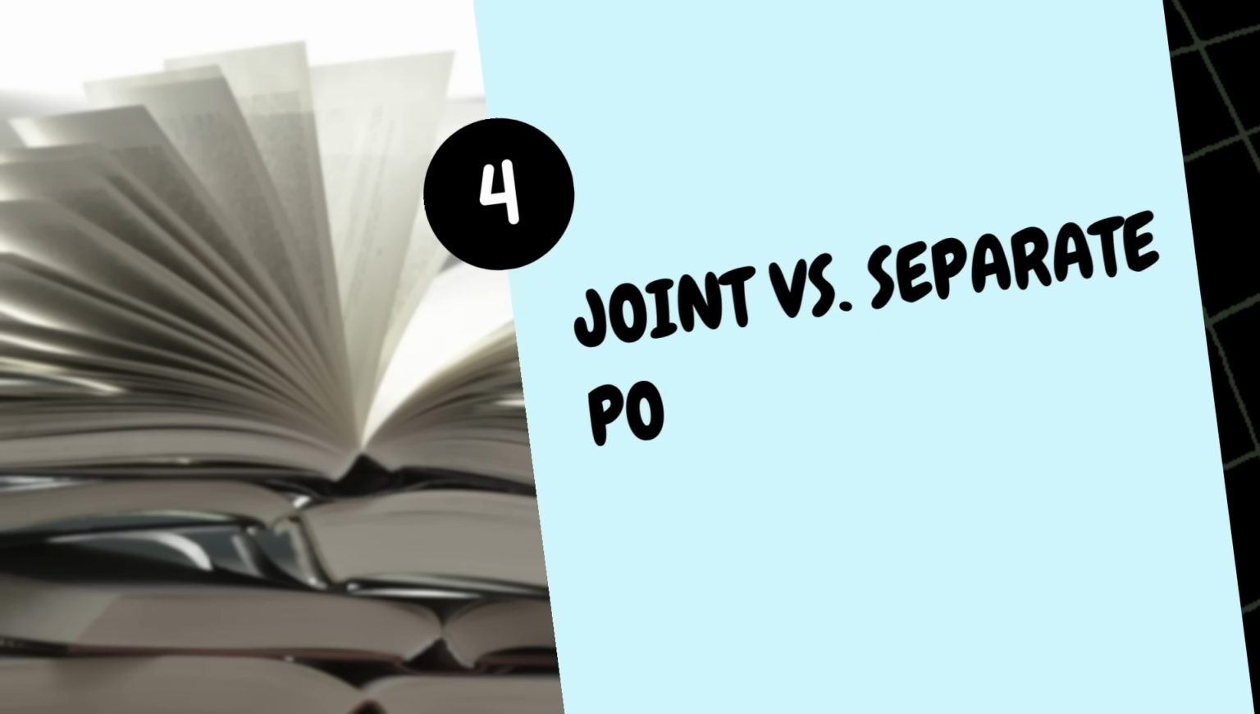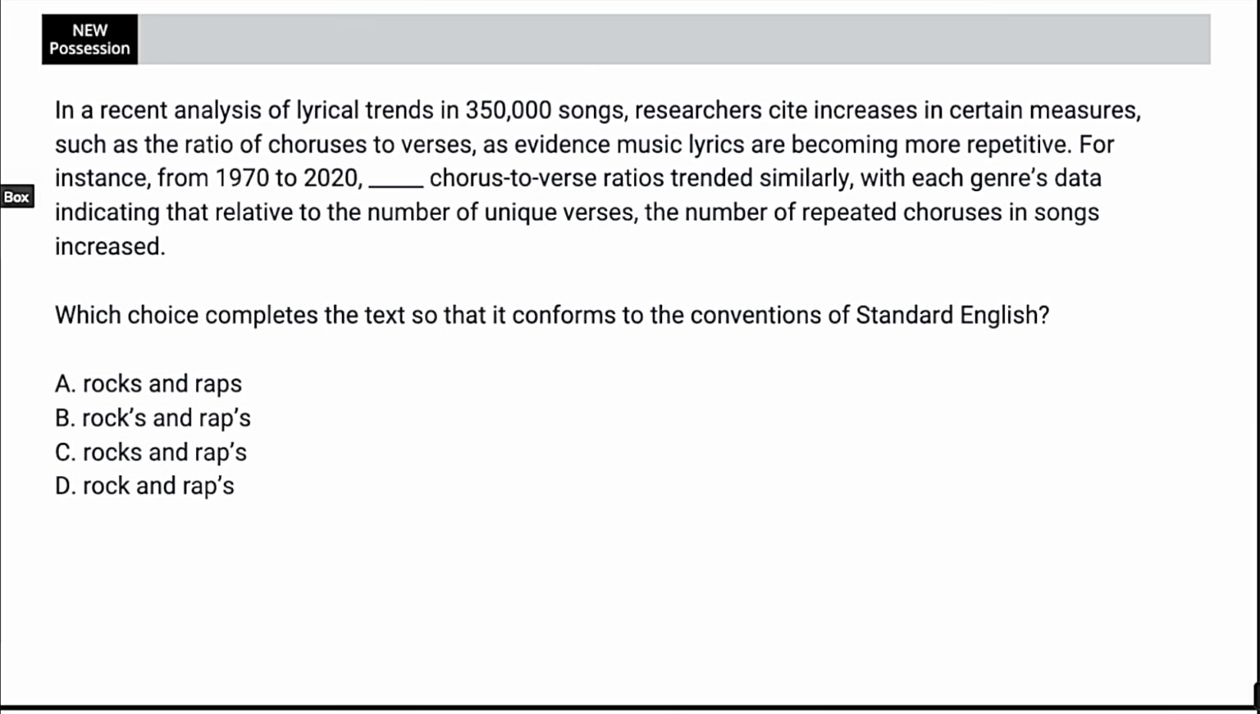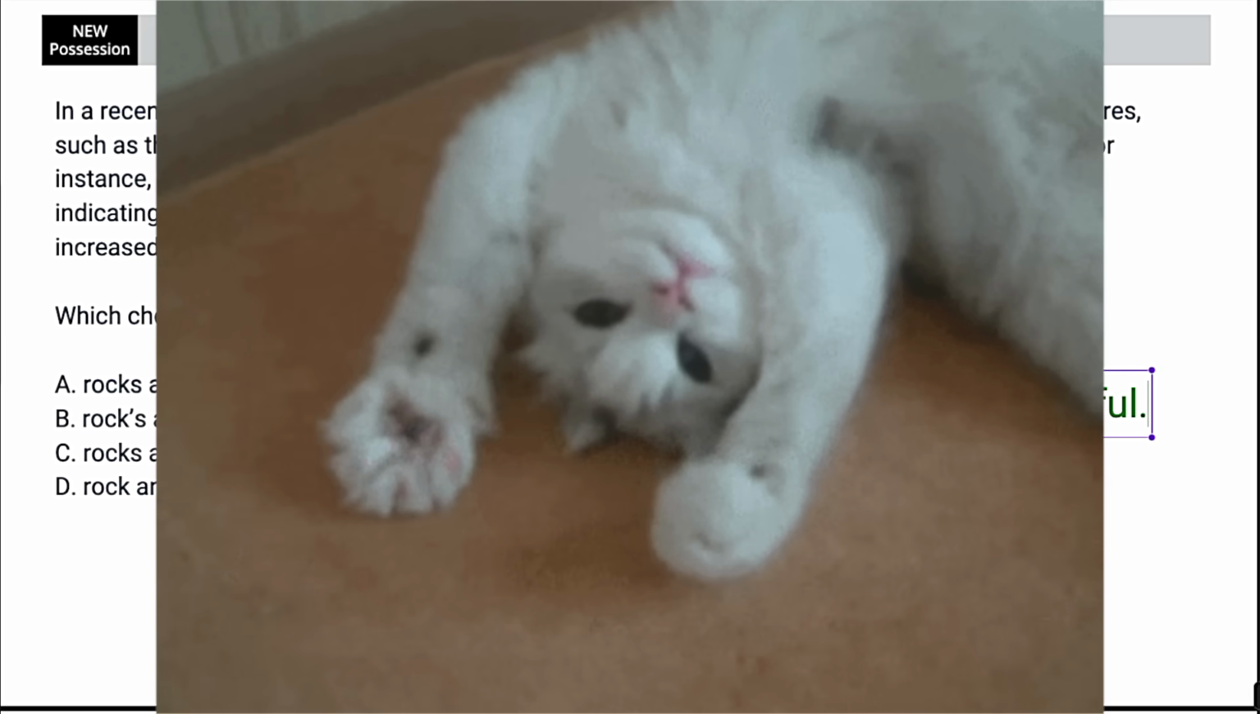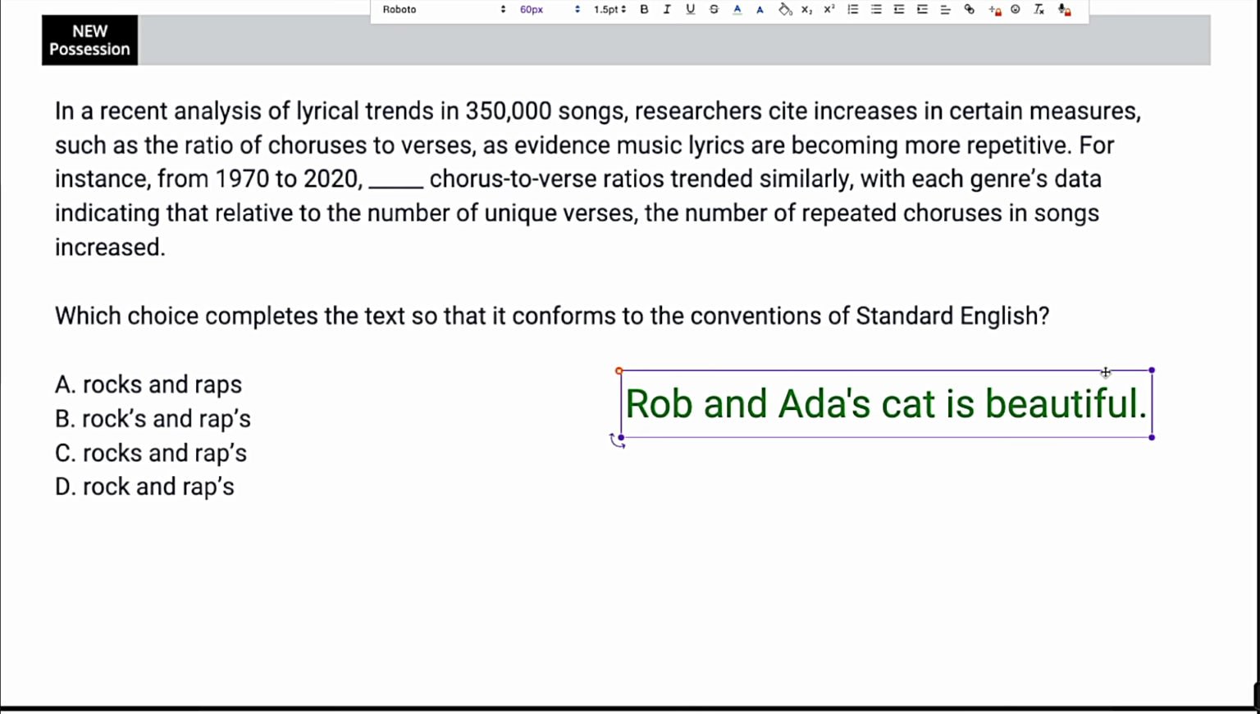My next prediction is that you're going to encounter joint versus separate possession questions, which is a brand new question type. Although it's something that I do teach in my full English bundle because I anticipated that they might eventually test you on this. So basically, when it comes to possession, let's say Rob and Ada own a cat. We could say Rob and Ada's cat is beautiful.